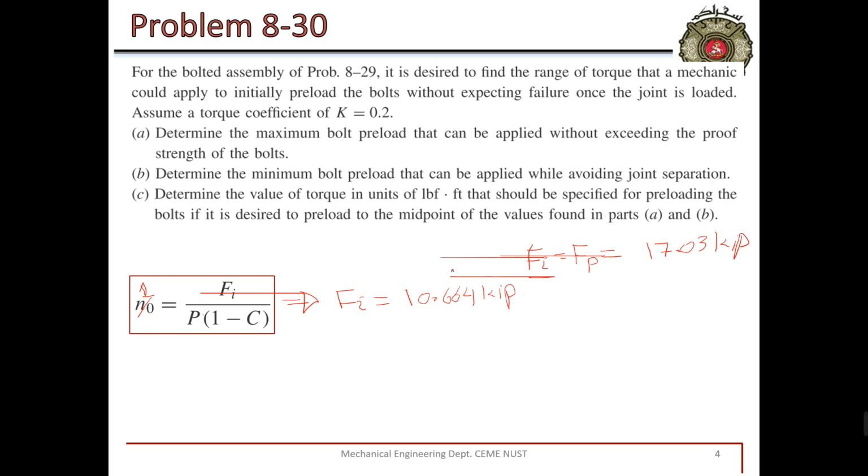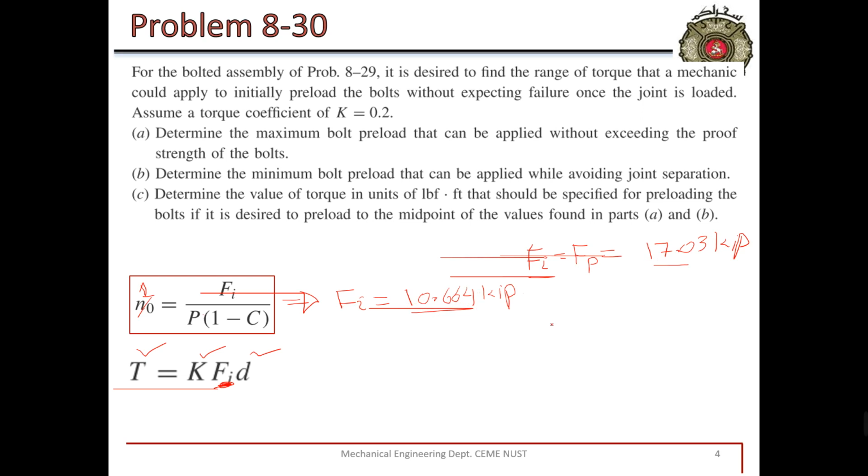In the third part, they said to determine the value of torque in unit lbf. So we need to calculate this torque. K is given. And D is already given in 829, which was equal to half inch. Which value of Fi do we need to use? This value 17.03 or 10.664? Just read the statement. They said the desired preload is the midpoint of the values found in part A and B. Part A value is 17.03, part B value is 10.664. So the midway value is the average of this and this.